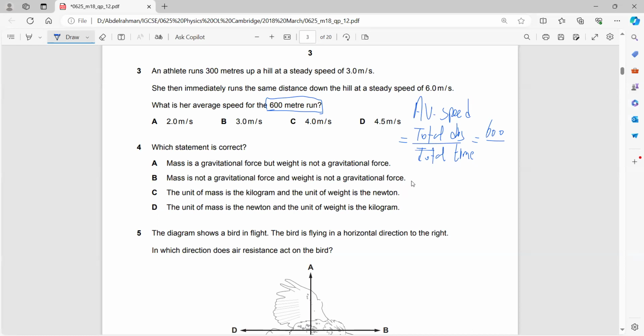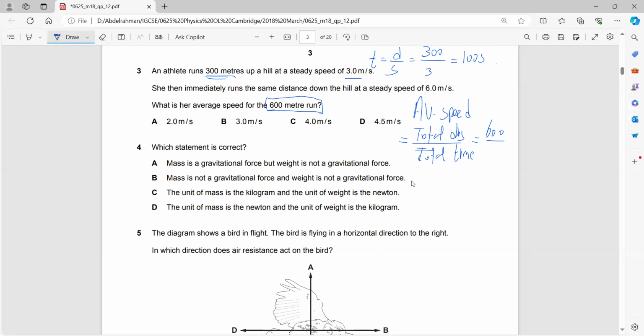The first part, I can find the time. We know that the time equals distance over speed. For the first part, the distance, she was running up the hill, 300 meters, divided by the speed. Initially, her speed was 3. So 300 divided by 3 is 100 seconds. This is her initial time.